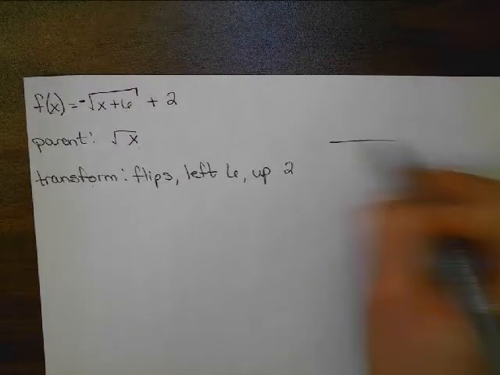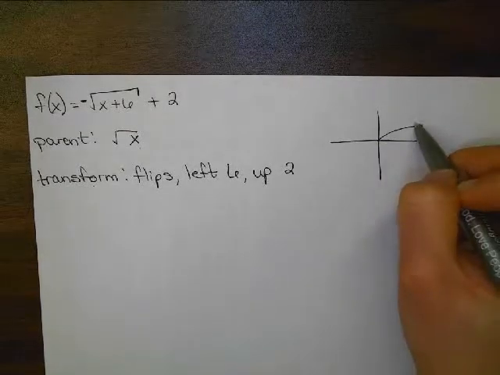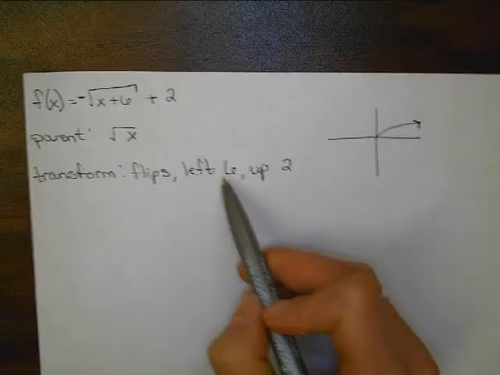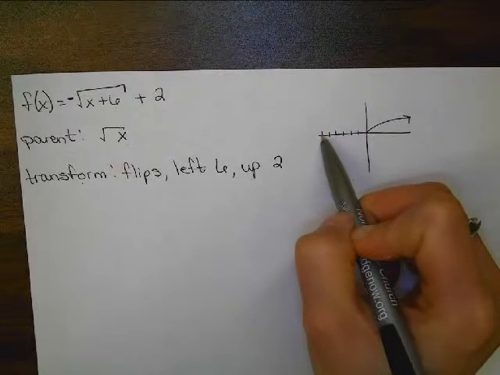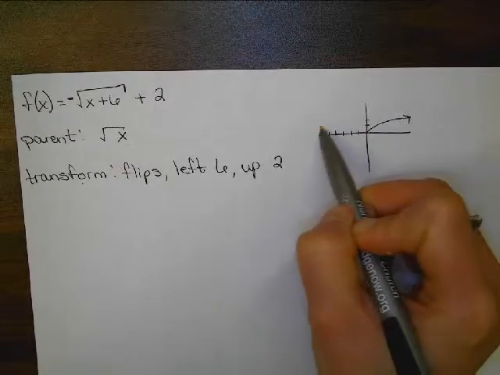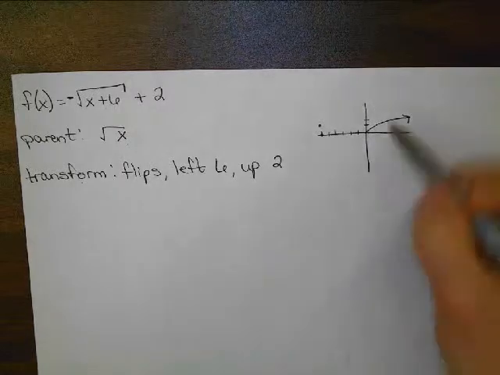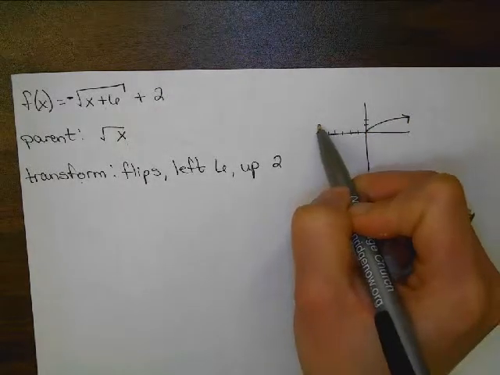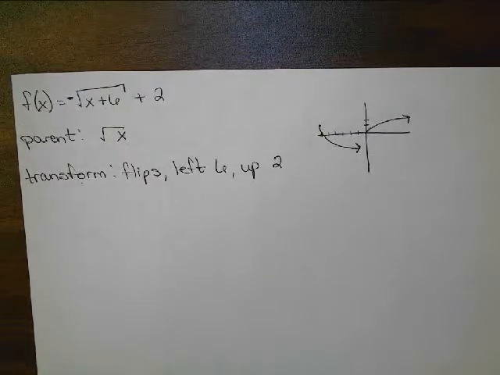So if I wanted to draw a sketch of this, if you remember, the parent function of a radical looks like this. And now we have to move left 6 here and up 2, so it'll be somewhere in this spot. But we also flipped it. So instead of going up like this, my graph is going to flip and go down like that.